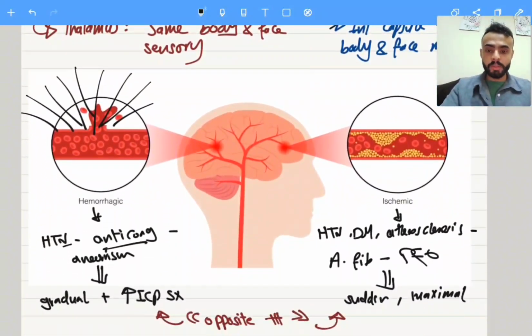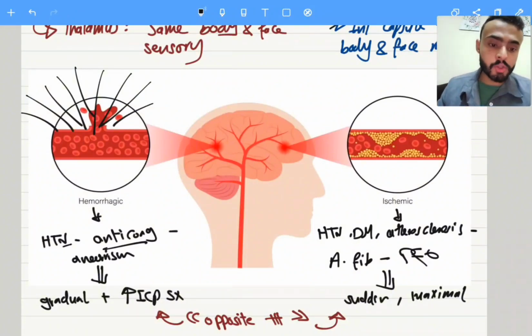Okay, so we finished the anatomy and pathology of strokes. Now let me tell you about stroke types. We have ischemic stroke and we have hemorrhagic stroke. Ischemic stroke due to thrombi or emboli. Causes are anything leading to atherosclerosis, hypertension, diabetes, smoking.